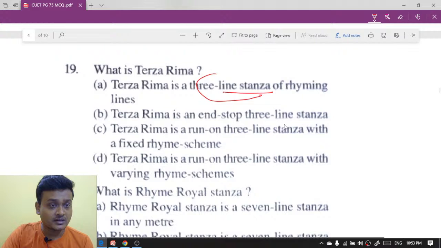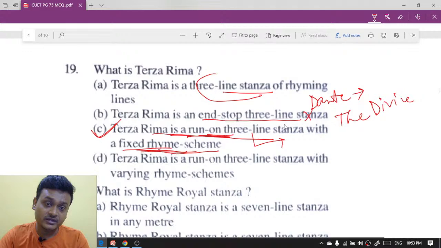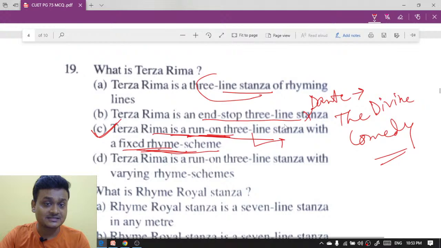And stanza rhyme was used by Dante Alighieri in his Divine Comedy. The Divine Comedy was written in stanza rhyme. So stanza rhyme is a run-on 3-line stanza with a fixed rhyming scheme. So C is the right answer. So who has used stanza rhyme? Dante has used it in his Divine Comedy.